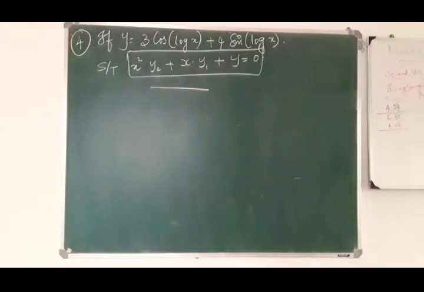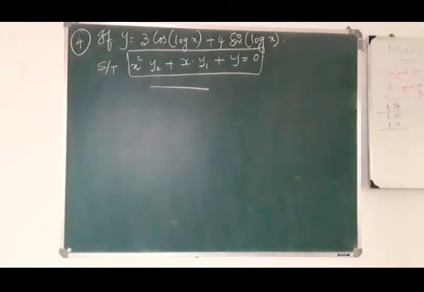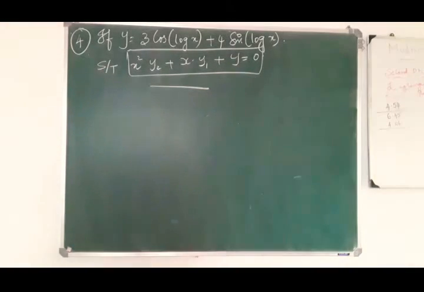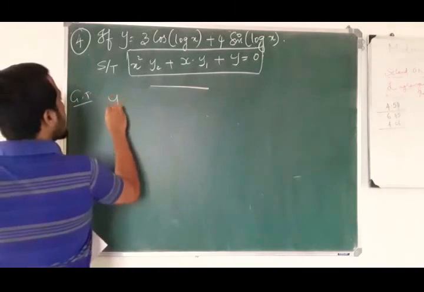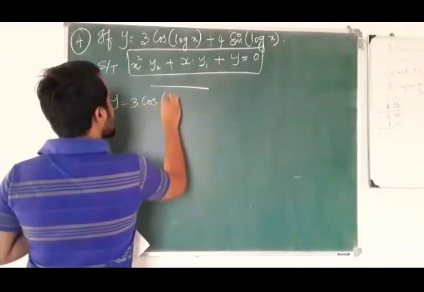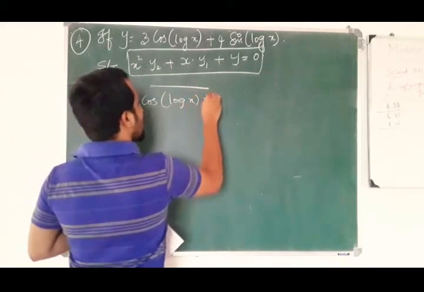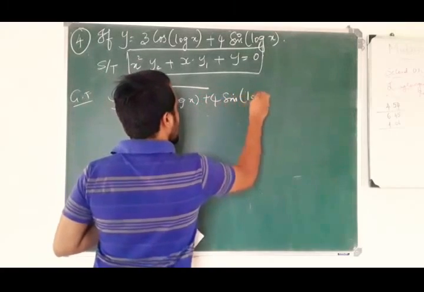Fourth question. If y is equal to 3 cos log x plus 4 sin log x, show that x square into y2 plus x into y1 plus y is equal to 0. Before starting this proof, I will clear that y2 is nothing but d square y by dx square, and y1 is nothing but dy by dx. Let us discuss. Given that y is equal to 3 cos log x plus 4 sin log x.